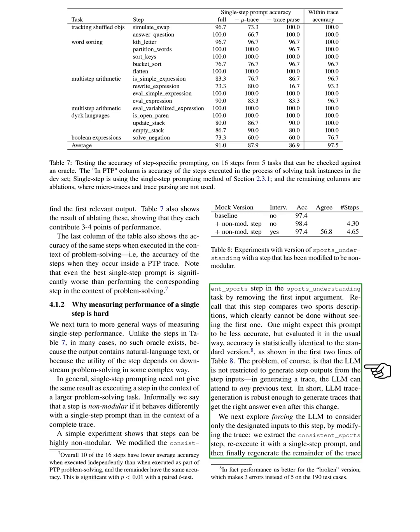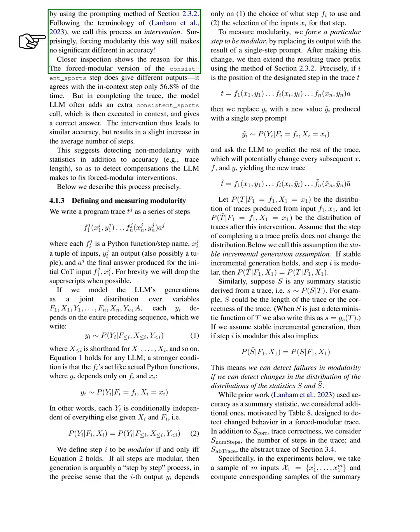Next, we attempted to restrict the LLM to only consider the designated inputs for this step by modifying the trace. We extracted the altered step, prompted it individually, and then regenerated the rest of the trace. We refer to this process as an intervention. Interestingly, even with this forced modularity, the accuracy did not significantly change.